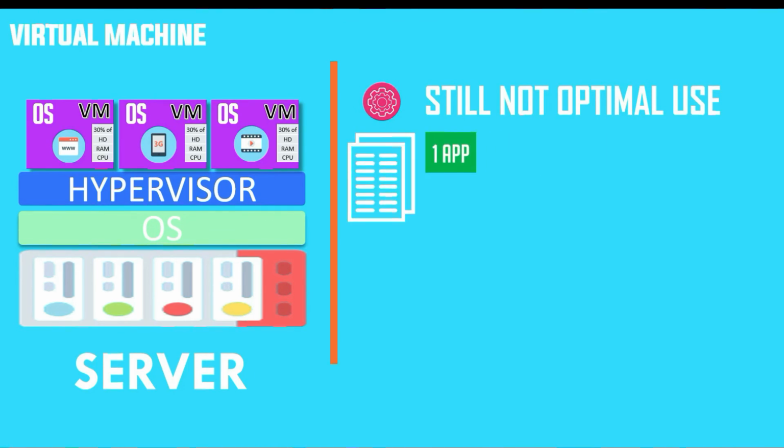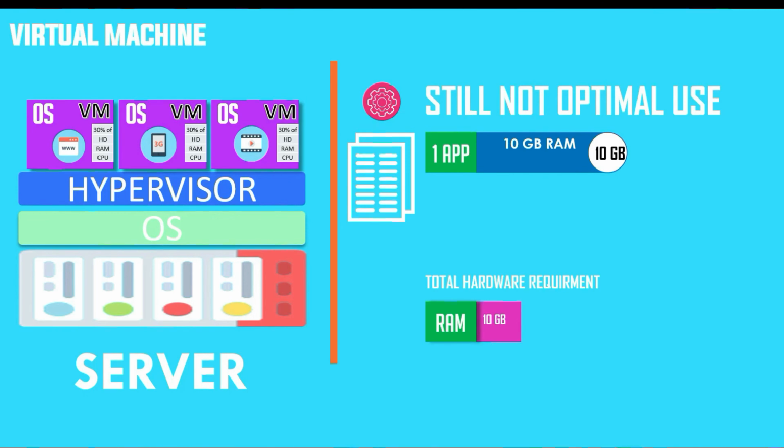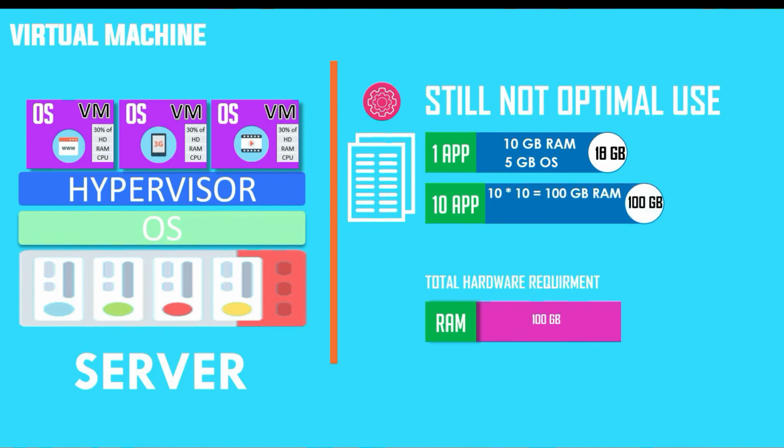Say you have an application and you need 10 GB RAM to run it. So as of now, your RAM requirement is 10 GB. But since you will be running this application in a virtual machine, you definitely need a guest operating system. Let's say the operating system takes 5 GB RAM. So now total RAM requirement becomes 15 GB. Now what if you have 10 such applications? So 100 GB RAM for the applications. And oh yes, for operating system we need additional 50 GB. It means you are using 50 GB of your disk space only for guest operating system.